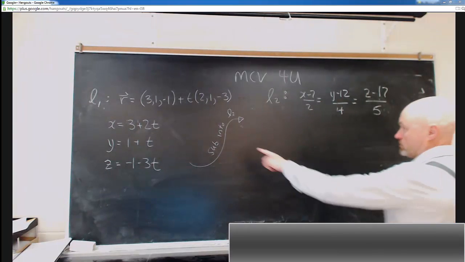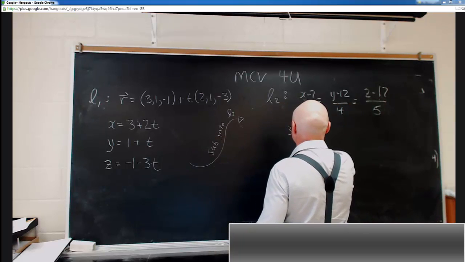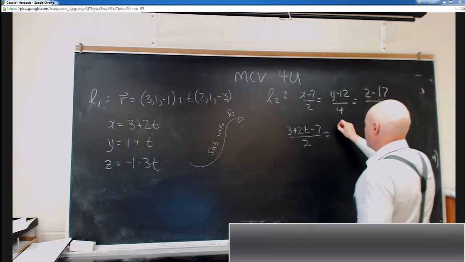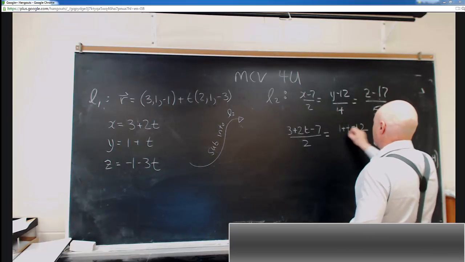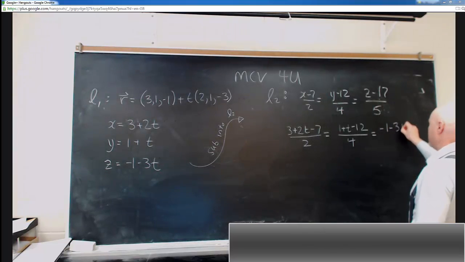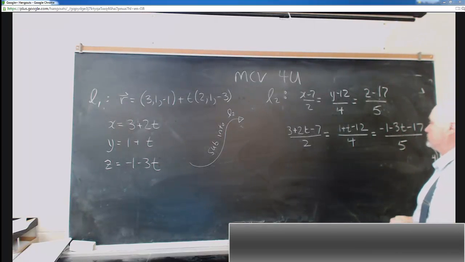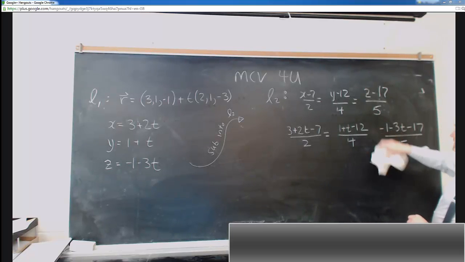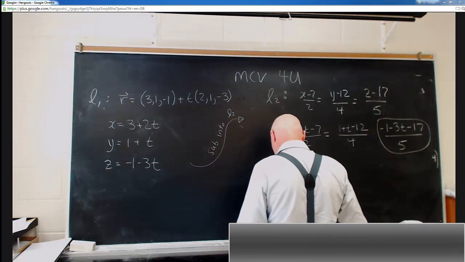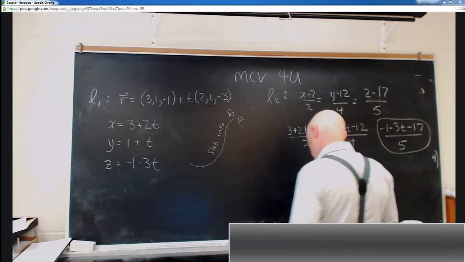Okay, so where I've got an x, I'm going to substitute 3 plus 2t. Where I have a y, I'm going to substitute a 1 plus t. Where I have a z, I'm going to substitute a negative 1 minus 3t. Minus 17, that's a really big number. Okay, I'm going to leave this part off by itself for now. Okay, and let's just do these two.